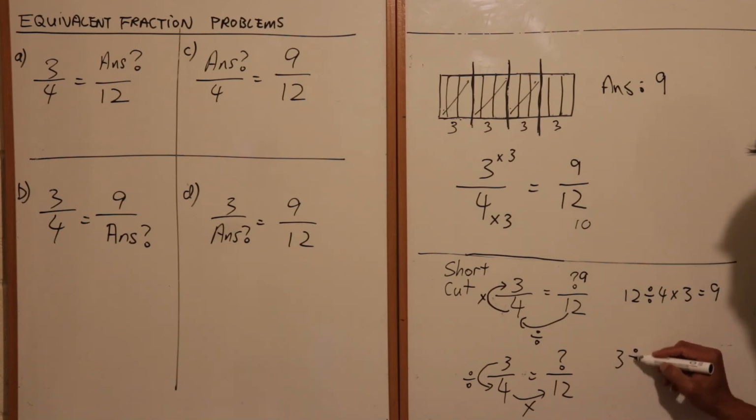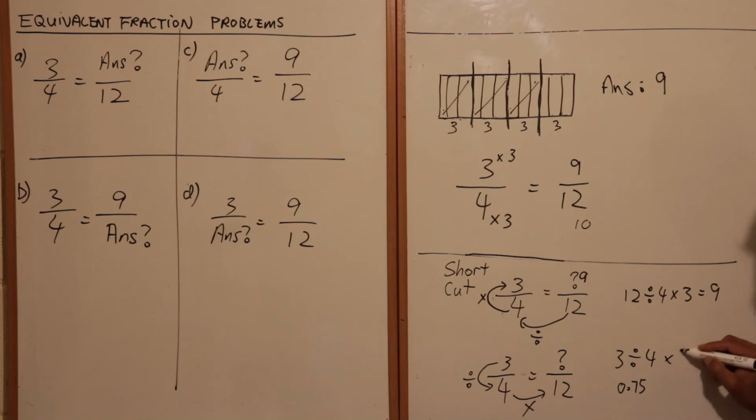3 divided by 4 gives me 0.75. And if I multiply that with 12, I will also get 9.